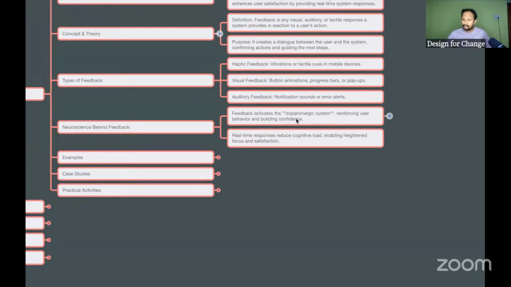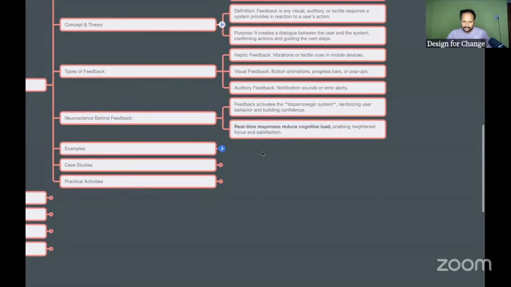Behaviorally, think about how users are going to use your applications and products, and how you can give them a dopamine hit by closing the loop, by giving the feedback. Real-time responses reduce cognitive load. This is very much super. I told you, if stress gets reduced, your cognitive load automatically comes down, enabling heightened focus and satisfaction.